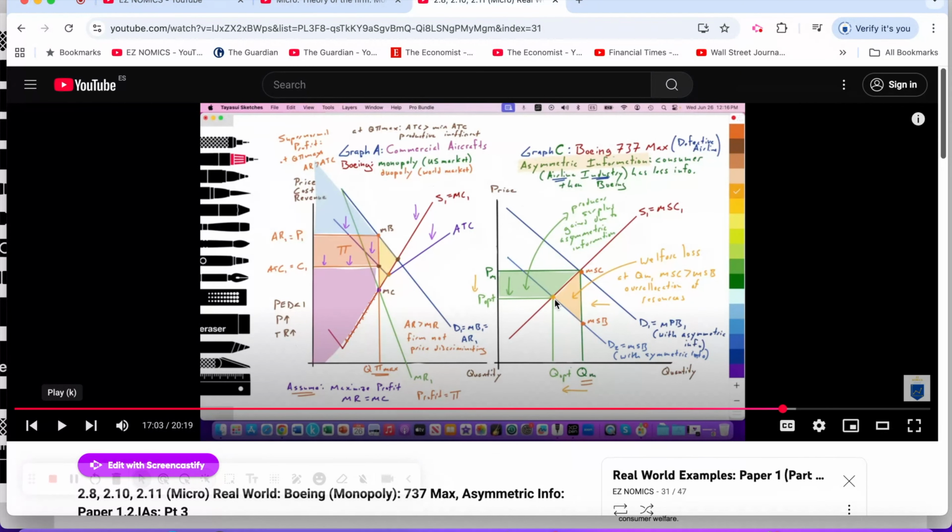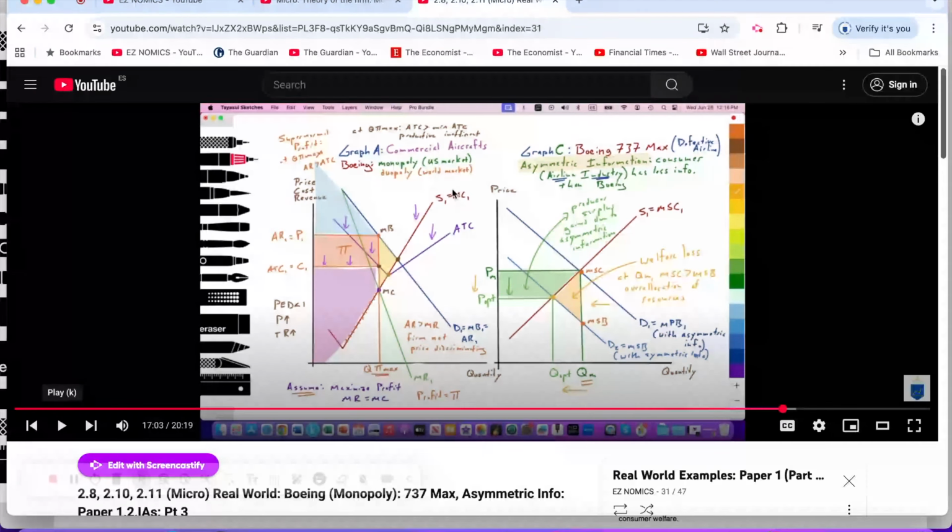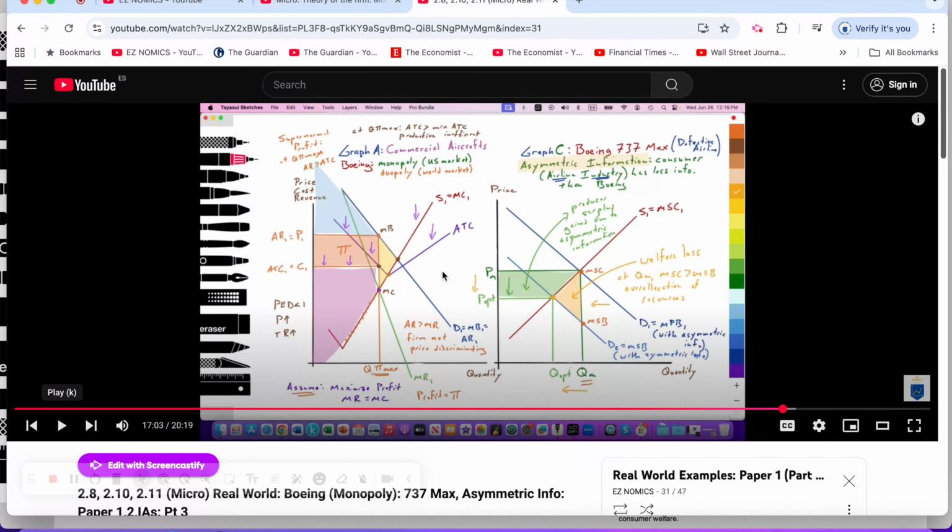But since Boeing knowingly sold these planes, you can see how the demand rose to D1, generating an additional level of producer surplus for Boeing. So you have this video, it'll be linked in the video notes below, and you can follow this example and practice graphing an example of asymmetric information in the case of Boeing as a monopoly abusing its power.